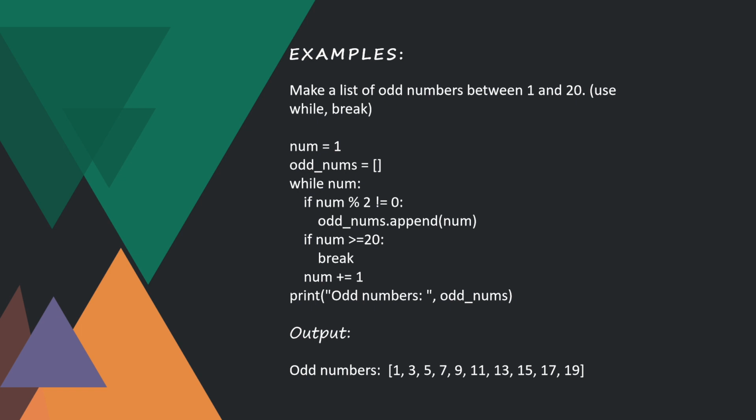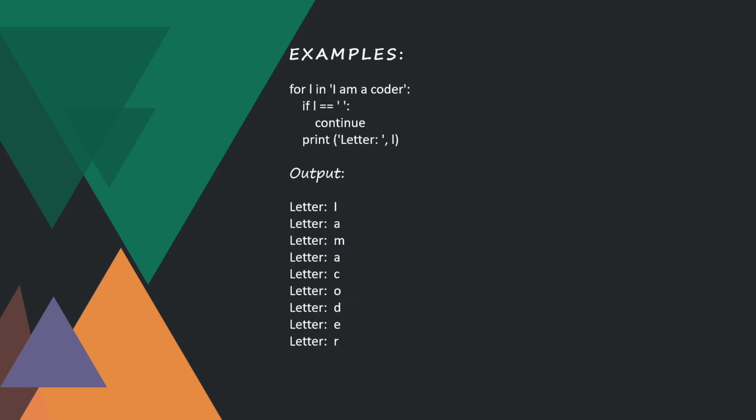When num is equal to 20, it enters the if block. Since we have written the condition num greater than or equal to 20, we enter into the block and there is a break statement, so we come out of the loop and we do not increment the num and print the set of odd numbers.